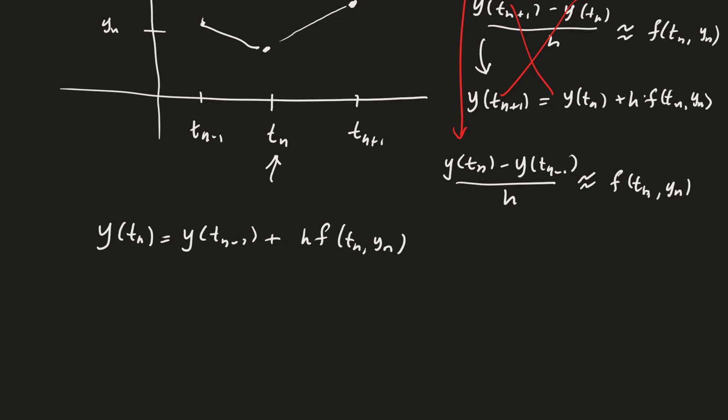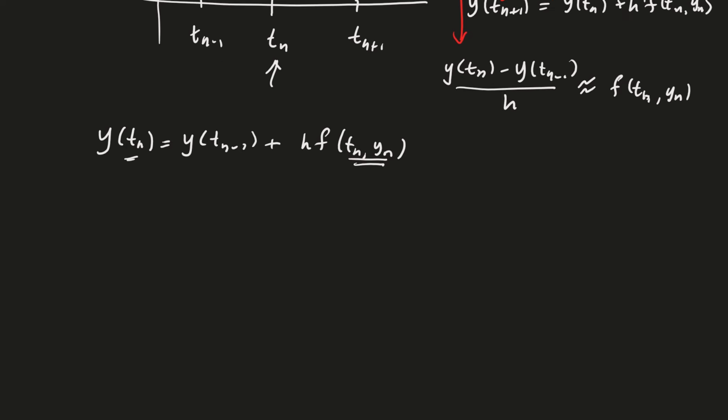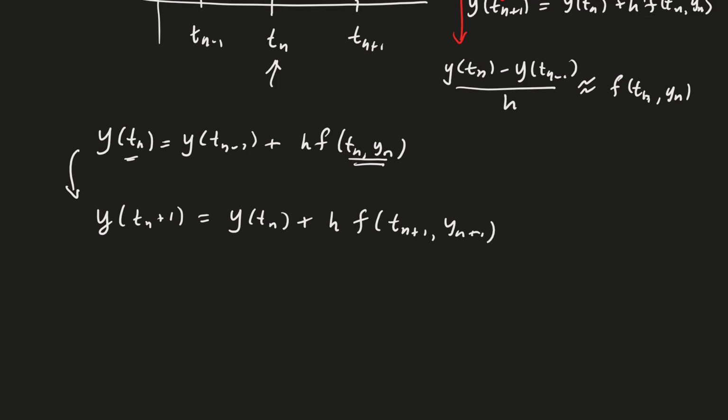Now you might notice that something happened here. The Tn is here and the Tn is there. And so to put this in the form that we're going to use it as, we'll rewrite this as y of Tn plus 1, which is our normal way of writing that. That's going to be equal to y at Tn plus h times f of Tn plus 1, Yn plus 1.